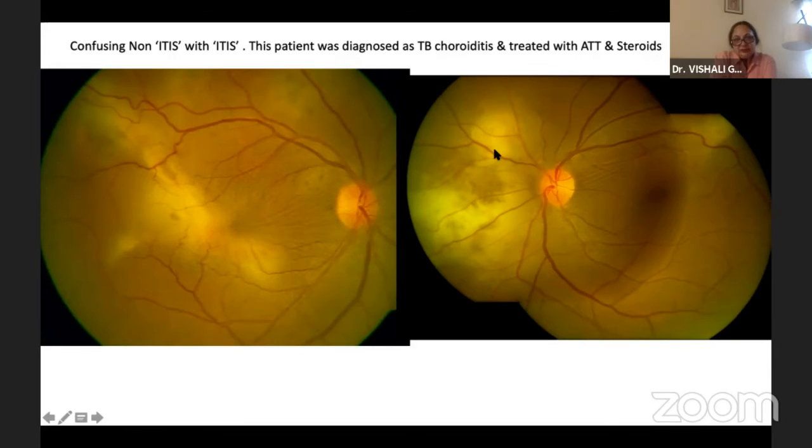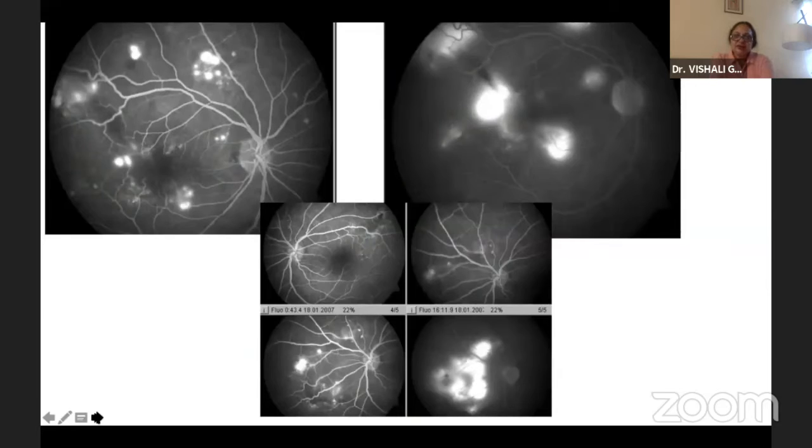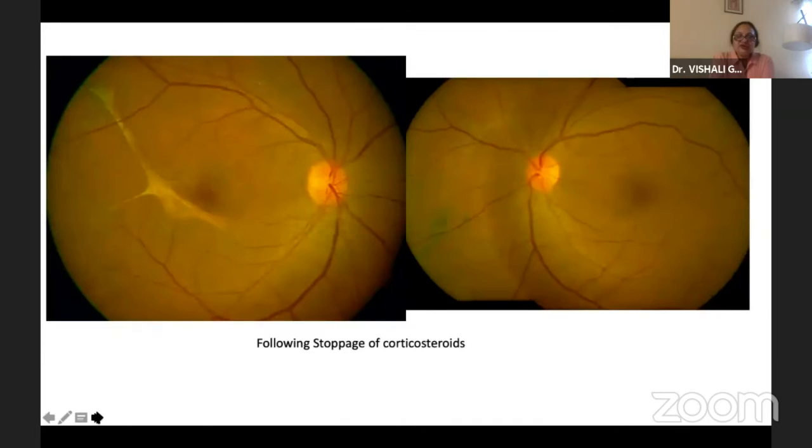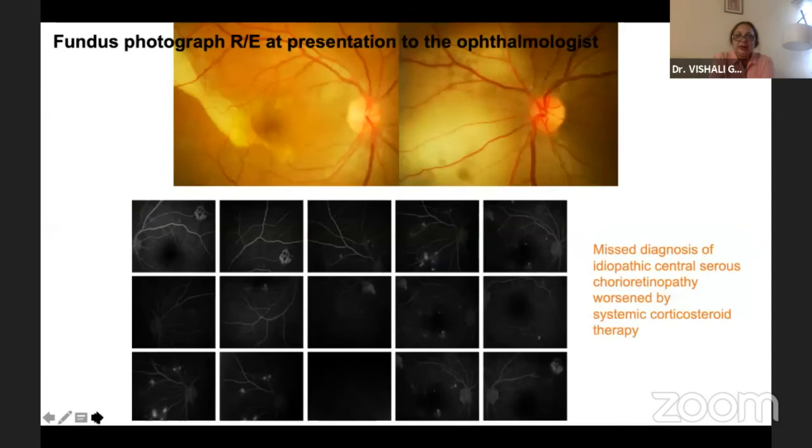This was the nasal side, which again showed subretinal fibrin. And of course, the fluorescein confirmed that it was central serous chorioretinopathy, which was multifocal. We just stopped steroids and everything, and the patient responded. Now, I was kind of intrigued. Was it TB to begin with and then steroid-induced CSC? Or was it just a fibrinous variety of CSC that was confused by the ophthalmologist as TB?